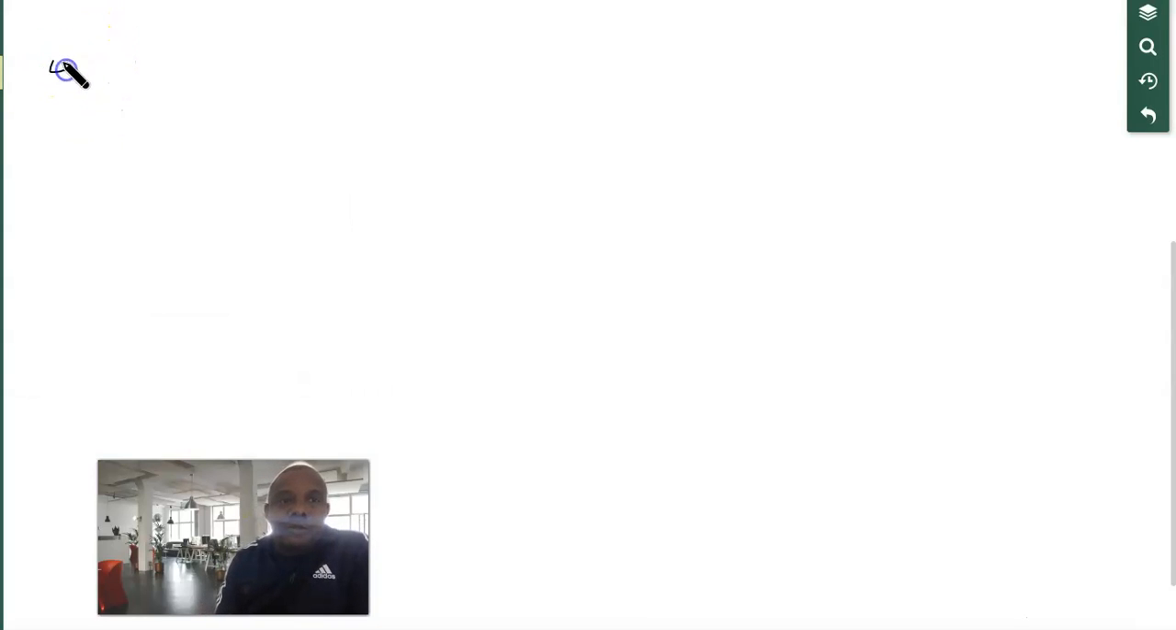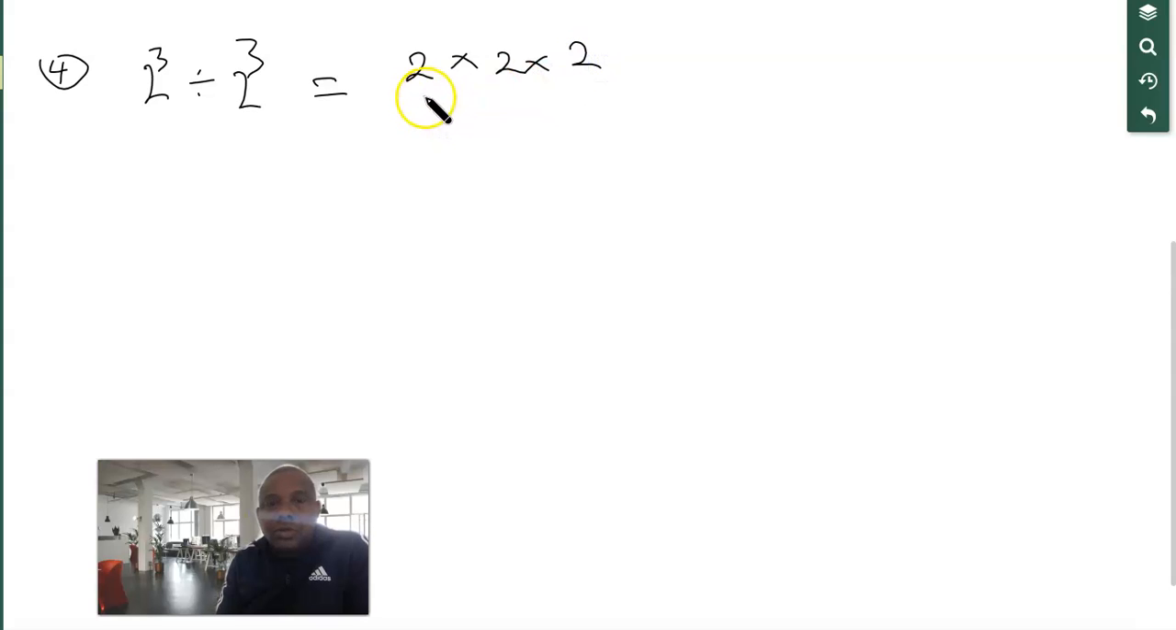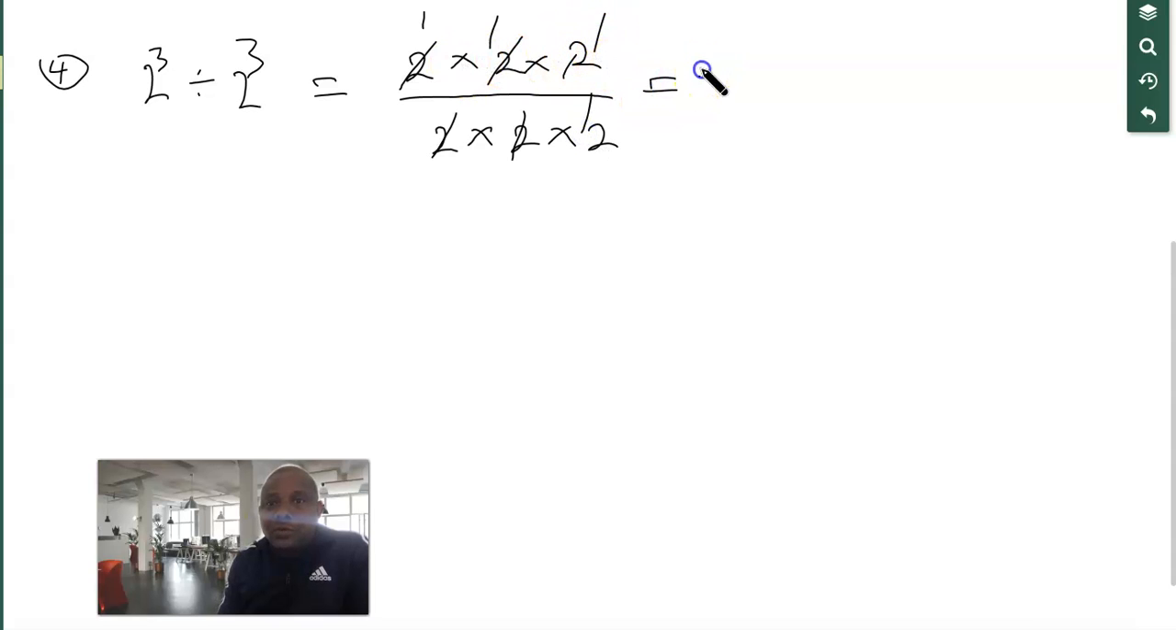Take the fourth law, that's the number 4. So 2 raised to 3 divided by 2 raised to 3, which is equal to 2 times 2 times 2 all over 2 times 2 times 2. So if I cancel out, this divided by this is going to be 1, this divided by this is 1, and this divided by this is going to be 1. So 1 times 1 times 1 is equal to 1.